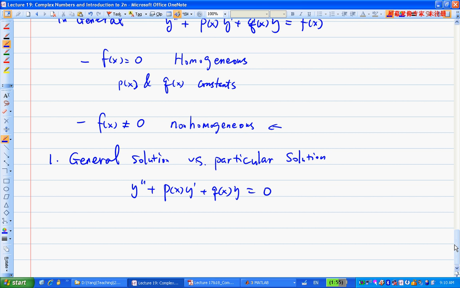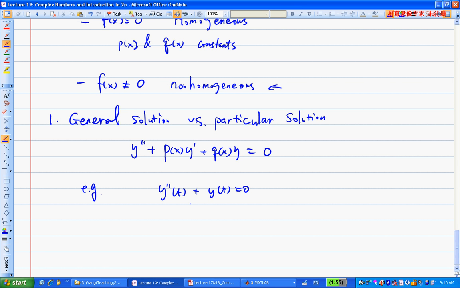I'll give you one simple example here, and we're not going to solve it, but let's put it on here. Let's say I have a second order homogeneous differential equation, which is this one. Now I'm going to tell you that y1 equals cosine t is a solution. If you don't trust me, how do you verify? You substitute into this second order differential equation. First derivative is negative sine, second derivative is negative cosine. So negative cosine plus cosine is 0.